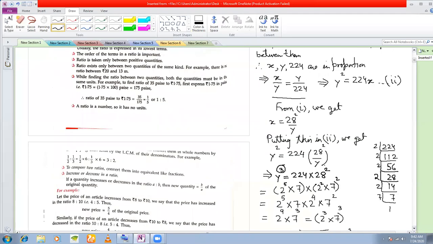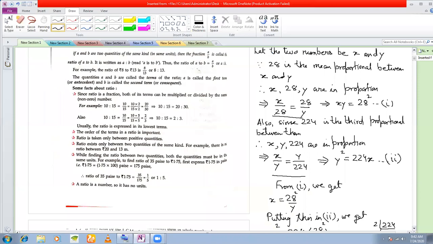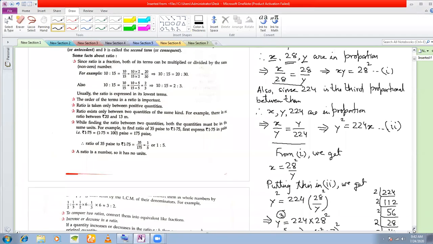No, sir. How did we get the two equations? It was said that 28 is the mean proportional between x and y. So therefore, 28 must lie between x and y. And it was also said that 224 is the third proportional between x and y. Third proportional means y must be the mean proportional between x and 224. So from here we are getting the second equation. This all follows from the definition of proportion.